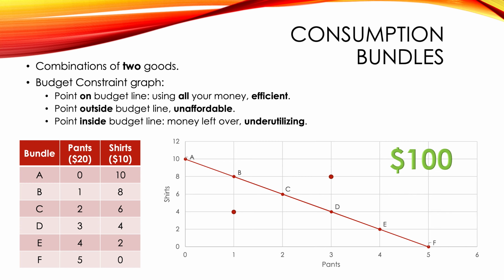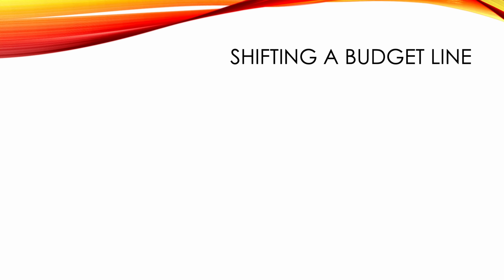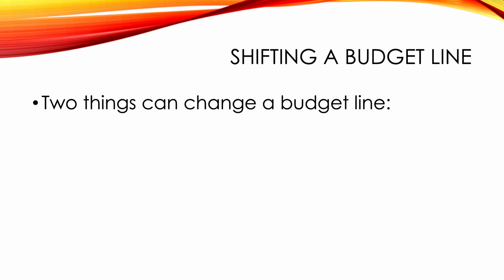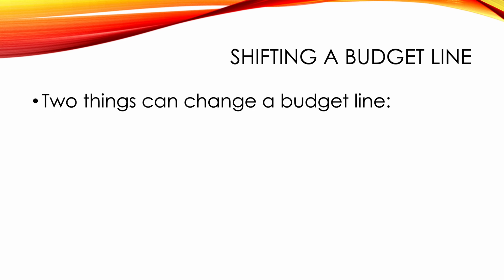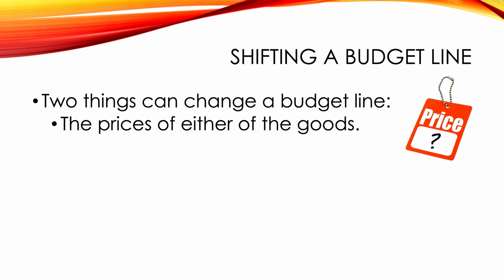So when you think about this, if you increase or decrease the prices of either one of those goods, you're going to see the line change. If your income rises, you're going to see the line change, right? And that's what we're setting up for the last part of this video, shifting a budget line. So let's look at the two things that could change a budget line. The prices of either of the goods, right? If shirts or pants change price, that's going to affect how many of those things you can buy, right?